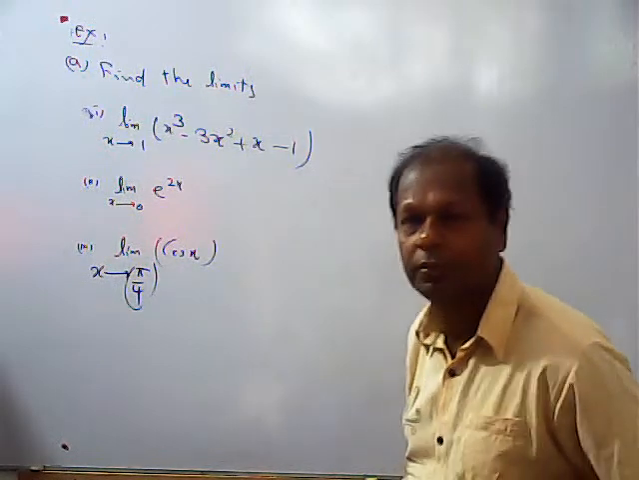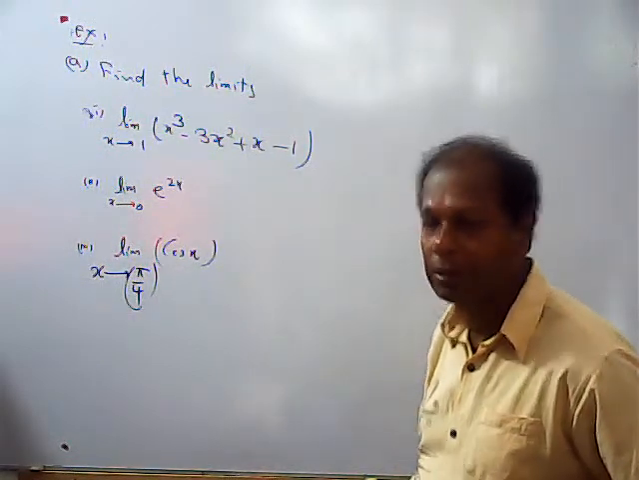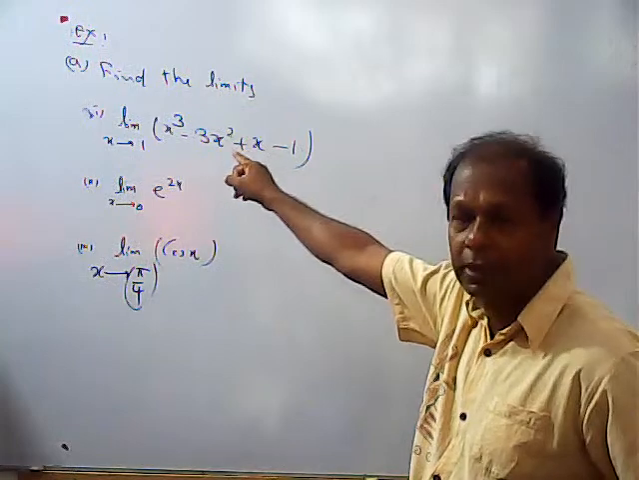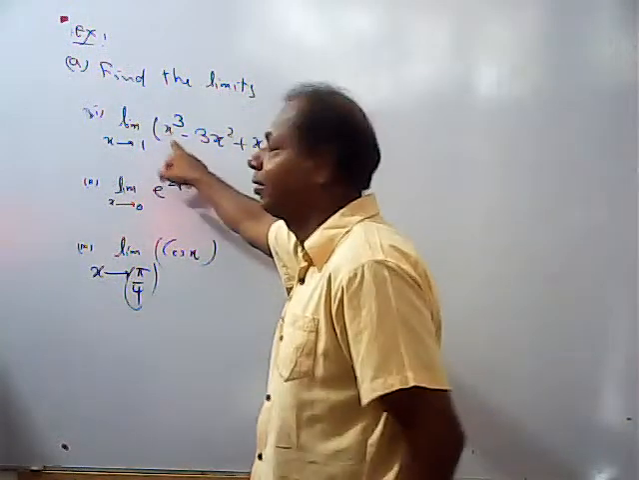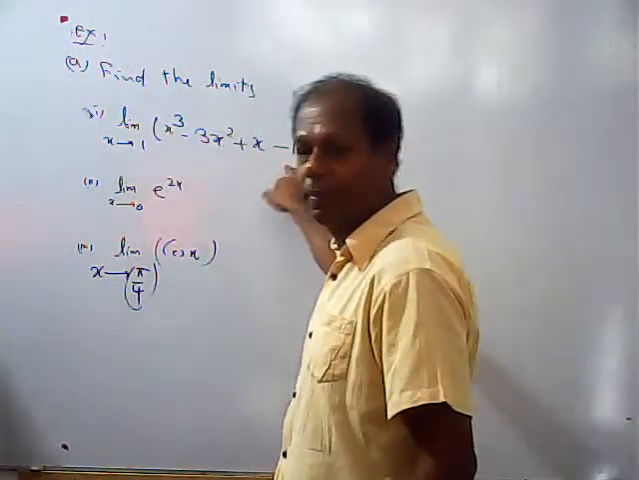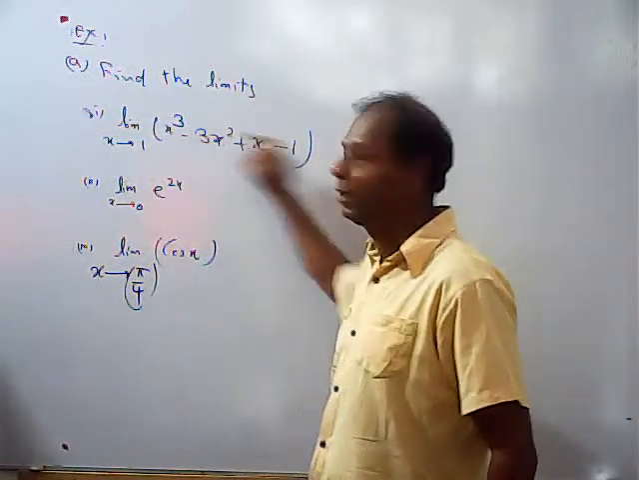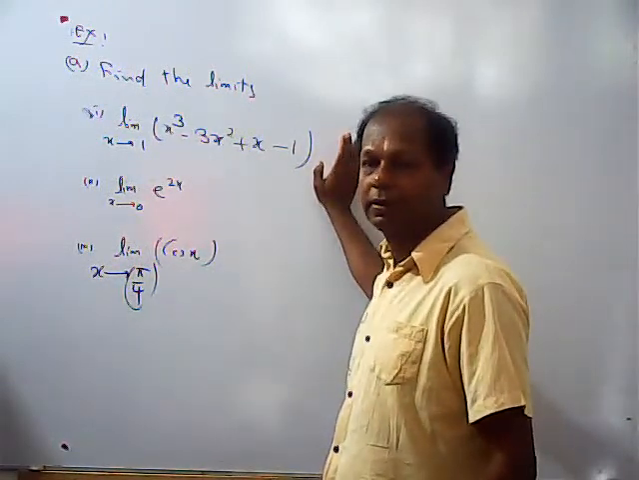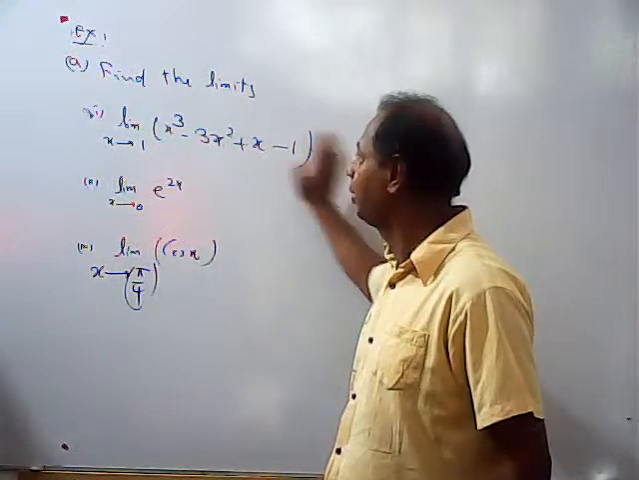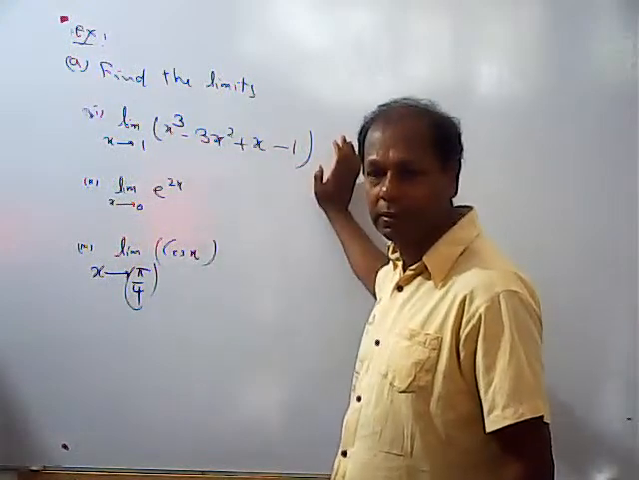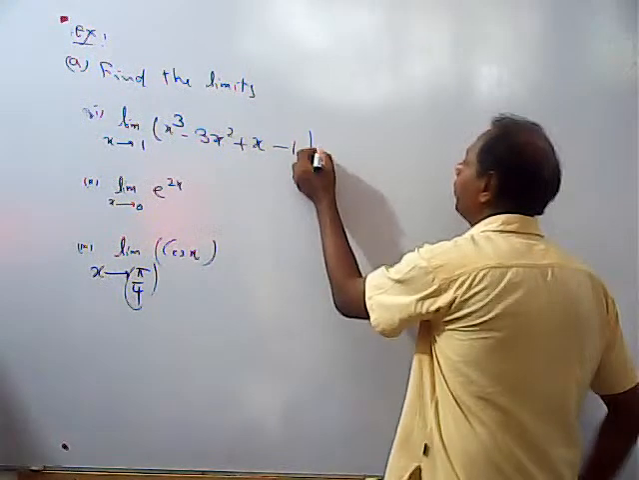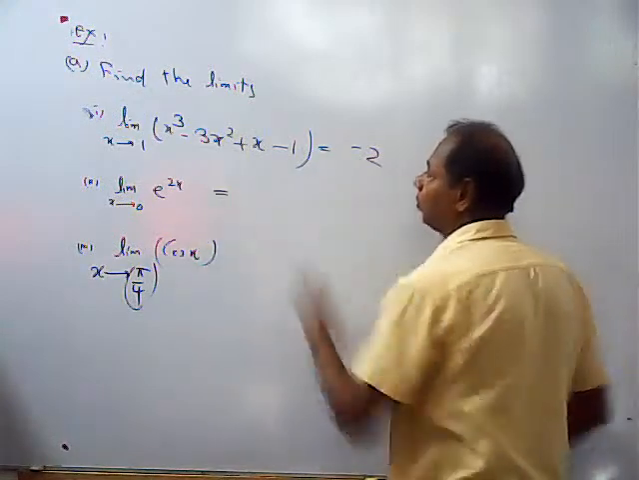Okay, Siluni is also saying minus 2. The answer is correct. You can find it by just substituting x equals 1 here, right? But not always. In this case, it works. You substituted x equals 1 and found that it is minus 2. Okay, minus 2.